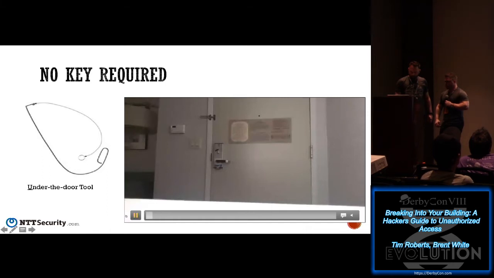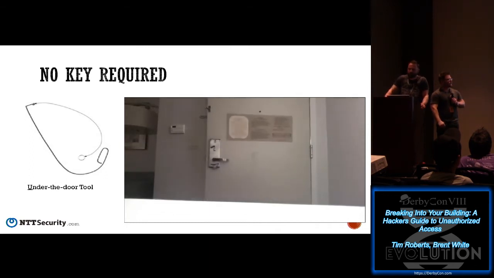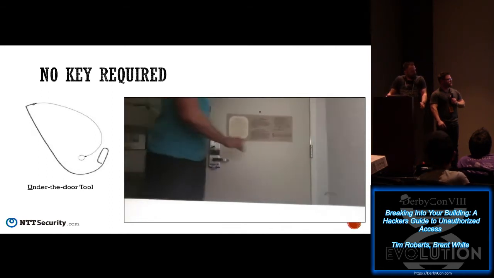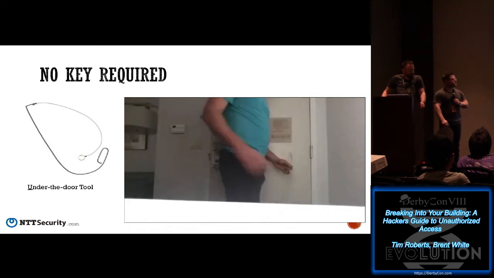So we mentioned the under the door tool. Many people are familiar with this. You can make it at home. So this is me in a hotel room. The under the door tool is really easy. You just slide it under the door, you catch the latch handle and pull down. See, right there, now it's behind the latch, and he's pulling the wire. Almost every hotel that you stay in is vulnerable to this.